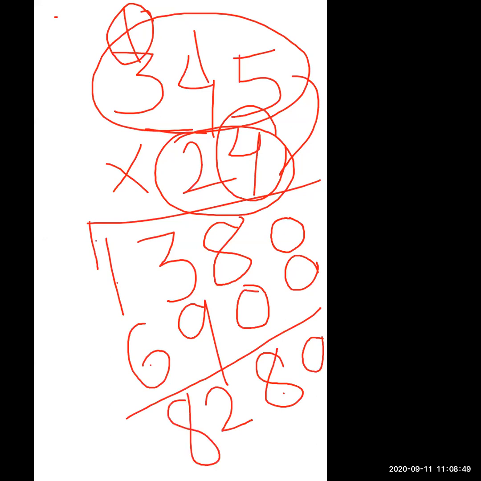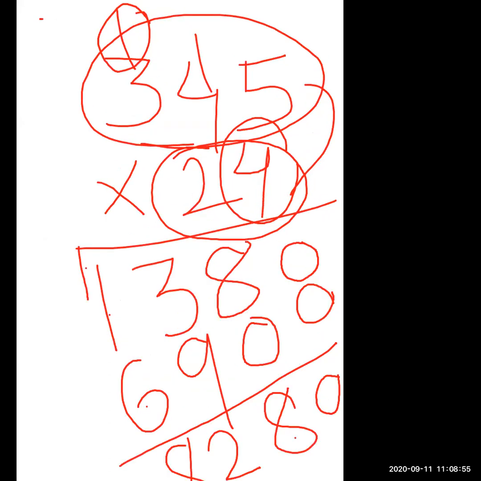So what is your correct answer? 8280. What is your correct answer? 8280. You have understood how to multiply 345 into 24? Everyone clear? Yes or no? 8280. How did it come? Everyone clear how to multiply?